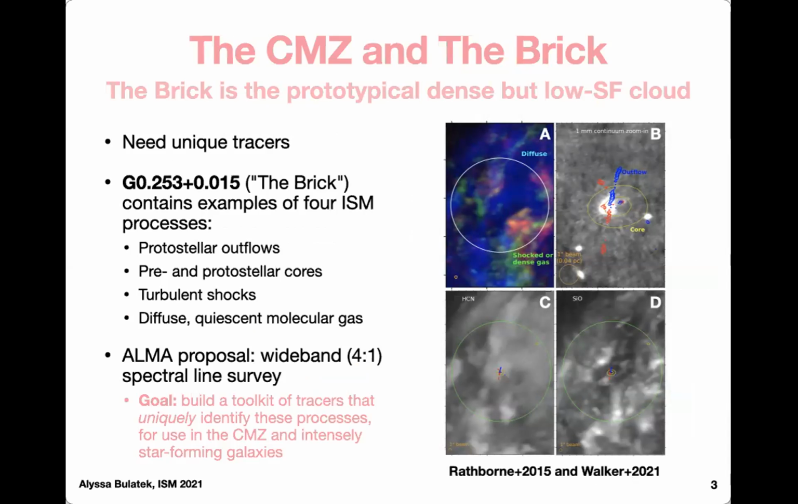One could do this by looking at a molecular cloud like the brick in the CMZ, which happens to contain examples of the 4 ISM processes we're interested in. Some examples of those processes are shown in the panels at right. And to do this, we wrote an ALMA proposal to conduct a wideband spectral line survey of a pointing in the brick. The goal of that survey is to build a toolkit of different tracers that can uniquely identify these processes. And we would ideally be able to apply that toolkit both in the CMZ and in intensely star-forming galaxies, which have environments similar to the CMZ.